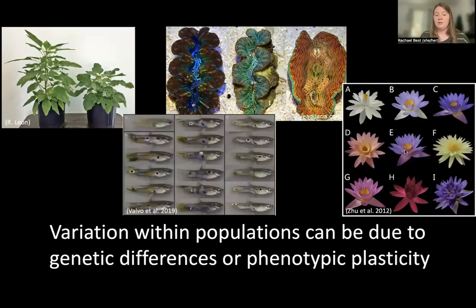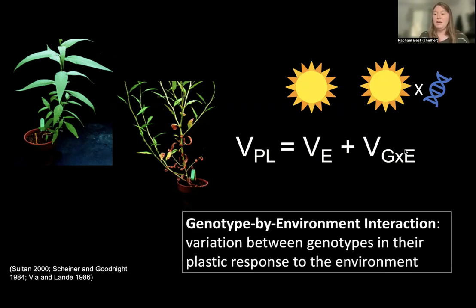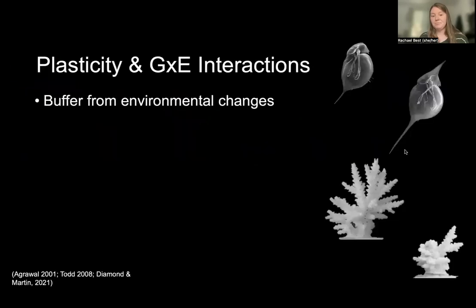So organisms have the ability to vary in their morphology, which can be due either to genetic differences or phenotypic plasticity. And we can think of the variation of phenotypic plasticity as the combination of both how the environment is driving differences in phenotype, as well as how genotype by environment interactions are causing phenotypic variation. And we can define genotype by environment interaction, or G by E interactions, as the variation between genotypes in their plastic response to the environment.